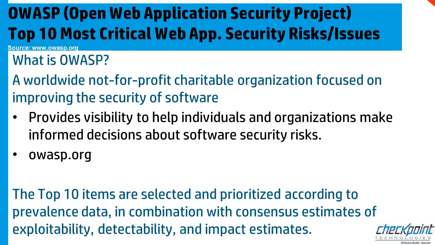What type of estimates? A combination of estimates of exploitability, detectability, and impact estimates. So what they do is they work with huge company security organizations. They work with super smart security professionals throughout the industry, and they come up with lists of issues and things that are going on.